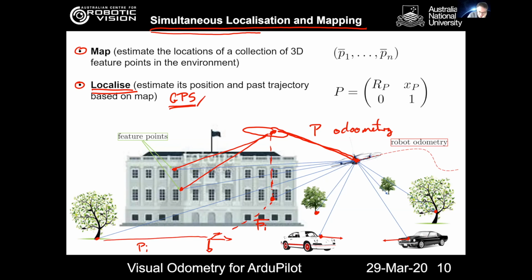And the difficulty is that these two problems are very closely linked. So if you know the map, you can derive the robot pose. If you know the robot pose, you can derive the map, but combining the two is a simultaneous problem, and that's a chicken and egg problem. And so that's where a lot of the complexity of the mathematics in visual odometry comes from.